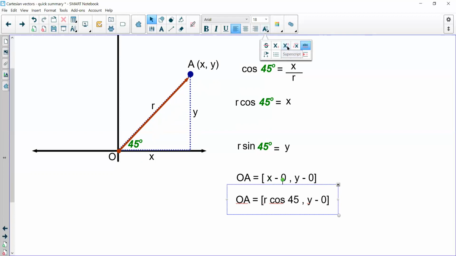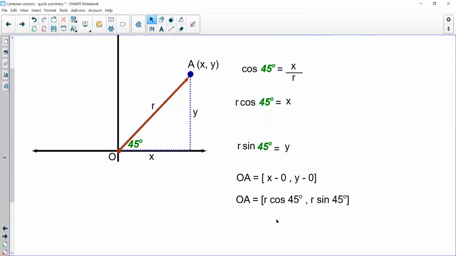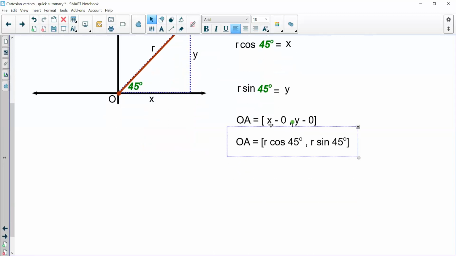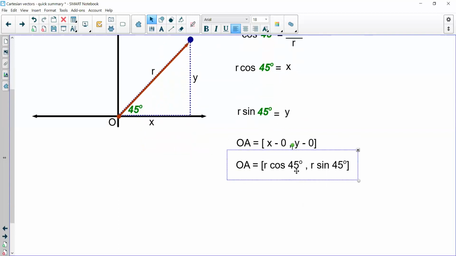Let's see if we can make it a little fancier. There we go. And then I'm going to replace the y, since this is just y take away nothing, with r sine 45. And once again, it is degrees. So now I have a way of discussing in a much more usable manner component form with Cartesian values. And that's using the angles.